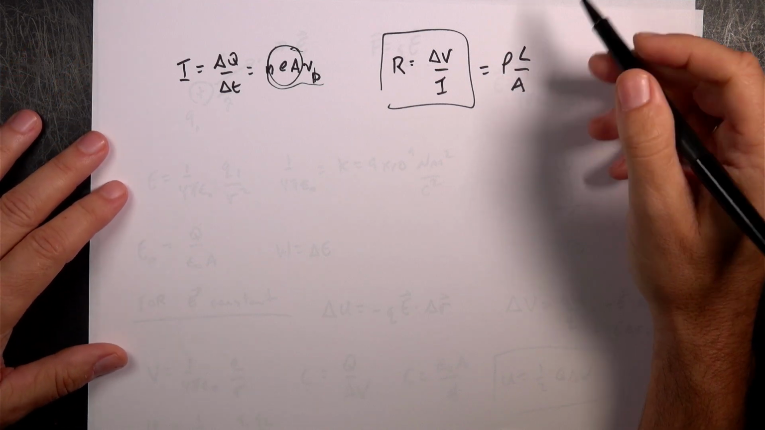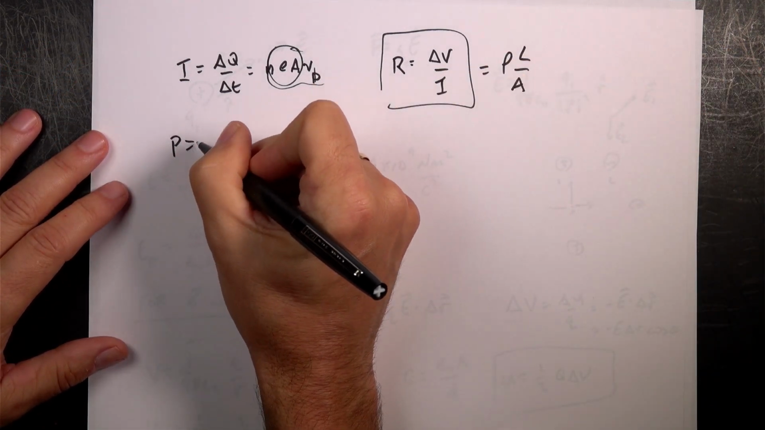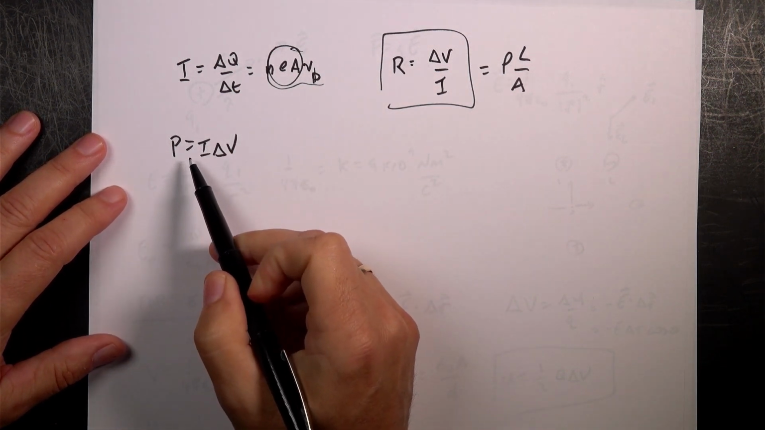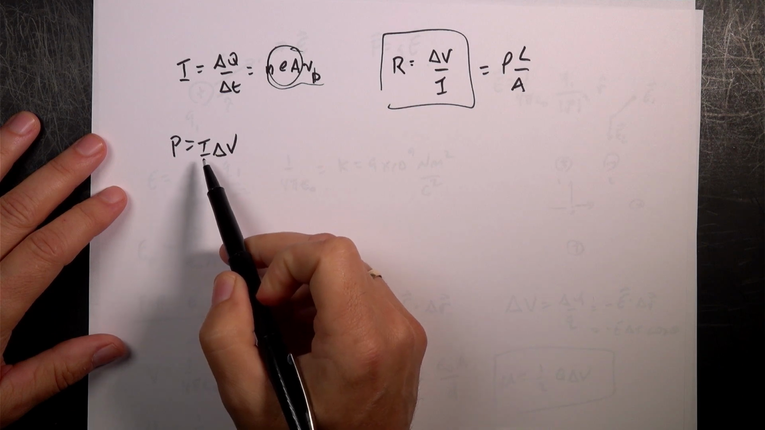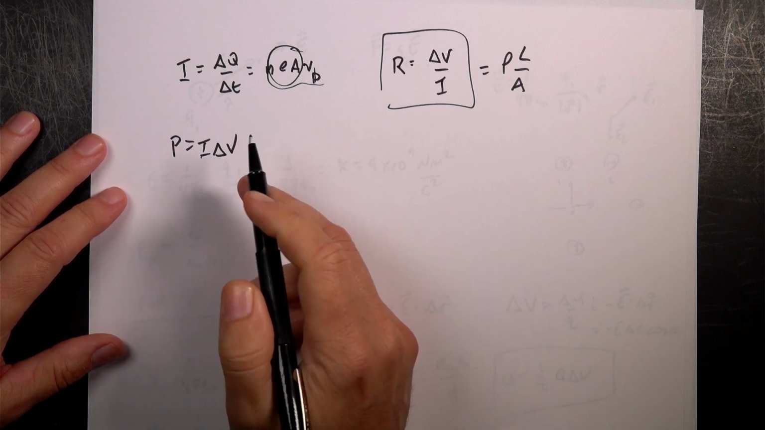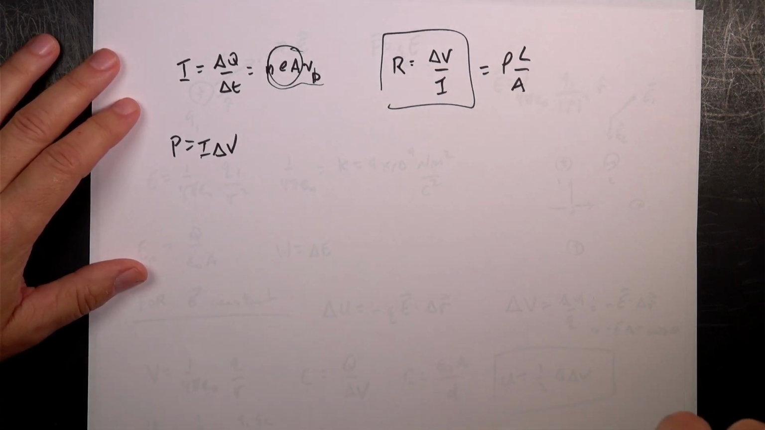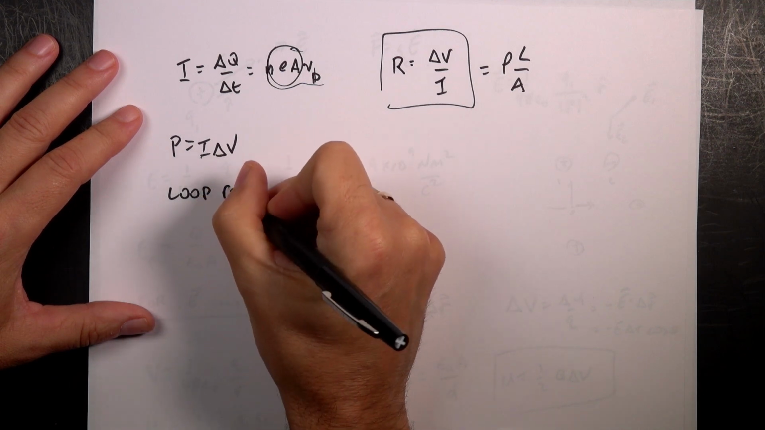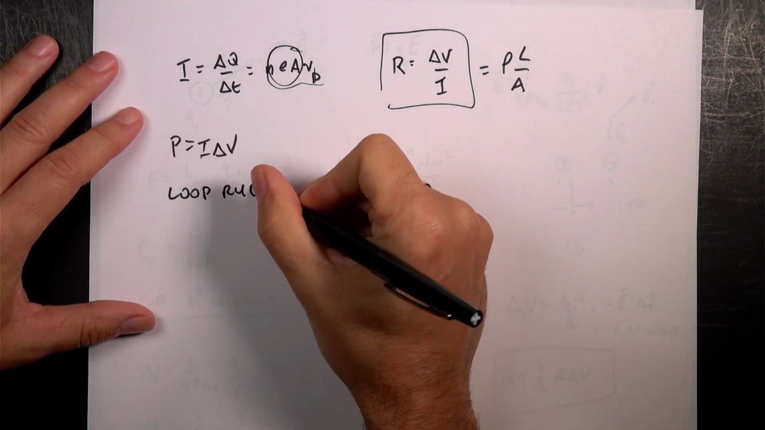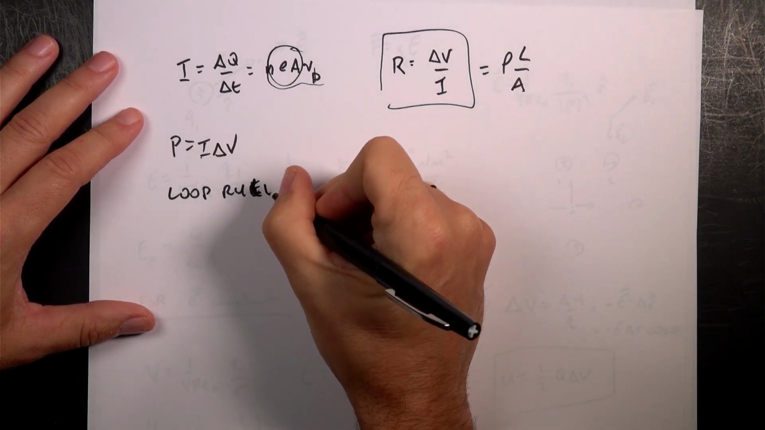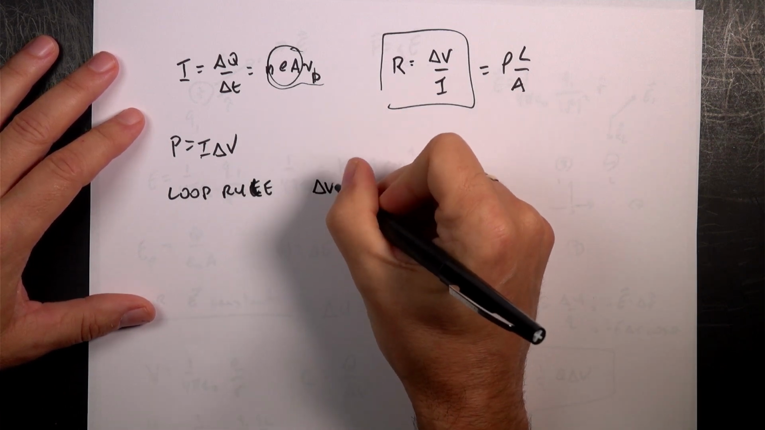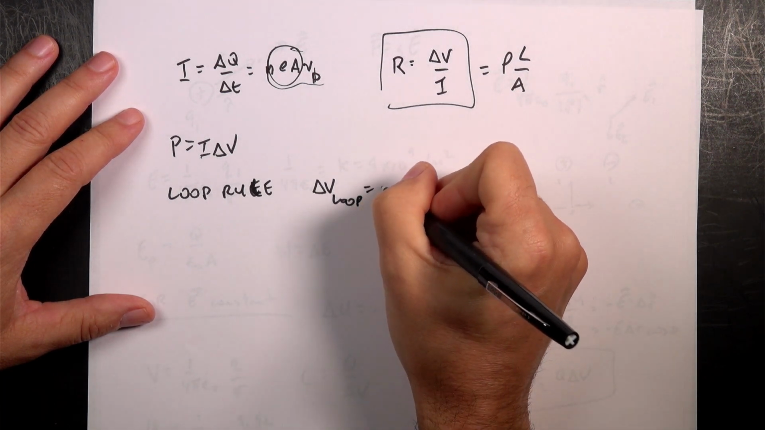With that, we have this equation, P equals I delta V. This is the power dissipated in an element in a circuit. That's the current, and that's the potential across that current. When we talk about circuits, we have two rules, the loop rule. This says that if you go around any closed loop in a circuit, delta V loop equals 0.